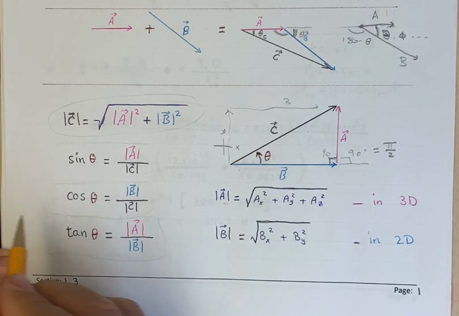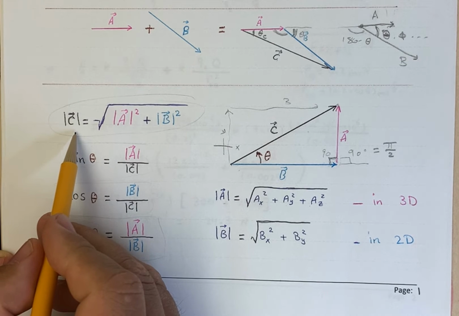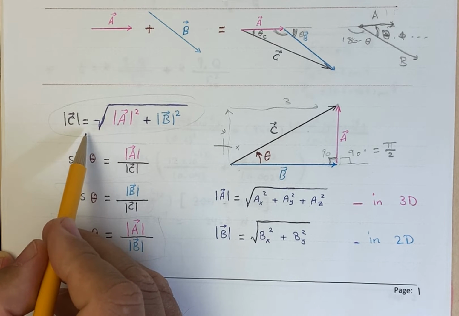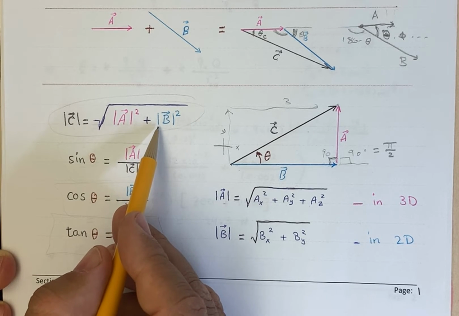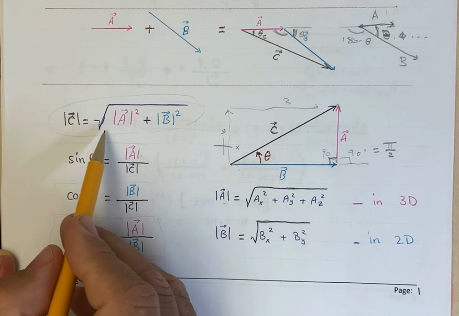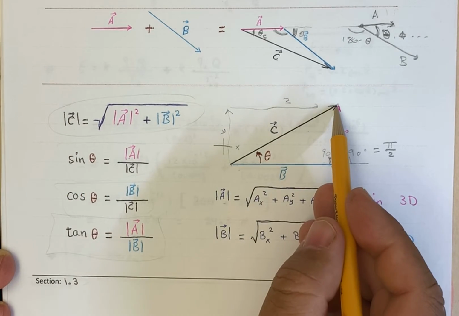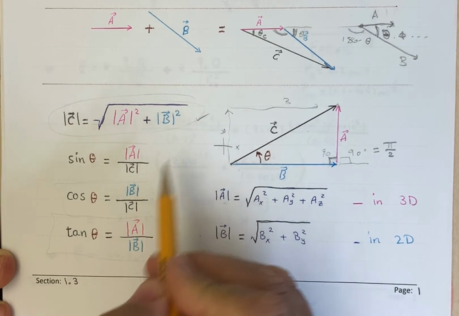So the length of C, we use the Pythagorean theorem, which gives us the square root of the length of A squared plus the length of B squared. This is C as the length of it. So the magnitude of the resultant vector is found this way.